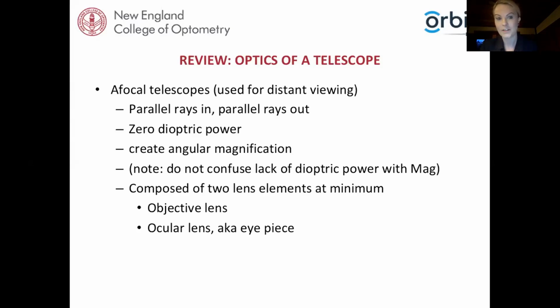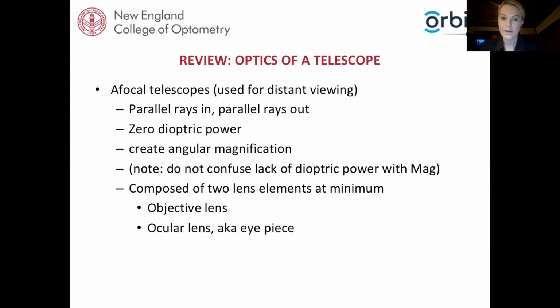And so to satisfy the request of the audience about going over clinical optics, I want to go over the optics of a telescope. Telescopes generally are afocal for distance viewing. So you have parallel rays coming into the telescope, parallel rays coming out of the telescope. The telescope itself has no dioptric power, but it does create angular magnification. And so we can't confuse that lack of dioptric power with magnification.